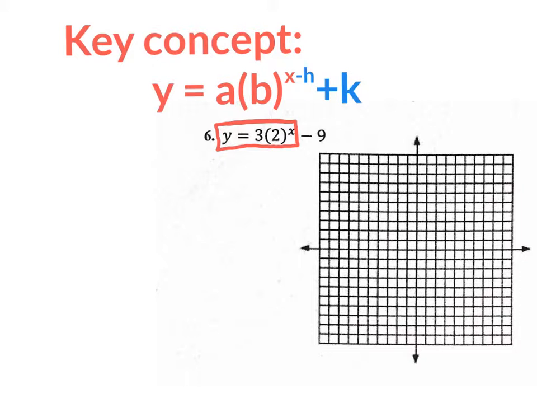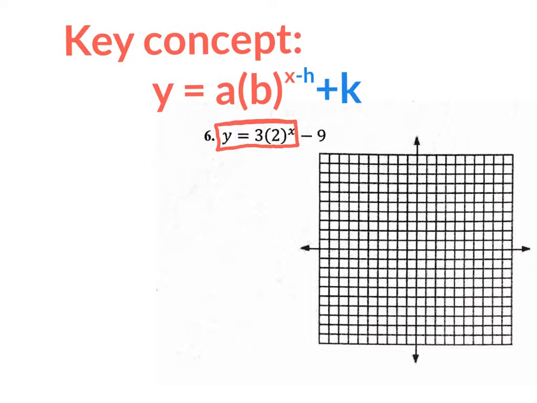Now, the h value is the value that's being added to the x in the exponent position. Obviously, there is no x plus 3 on the exponent. There is no x minus 2 on the exponent. It's just x. So there is no h value. And if you notice, none of these questions have an h value. Once again, an h value is really a left or right shift. A k value is an up or down shift.